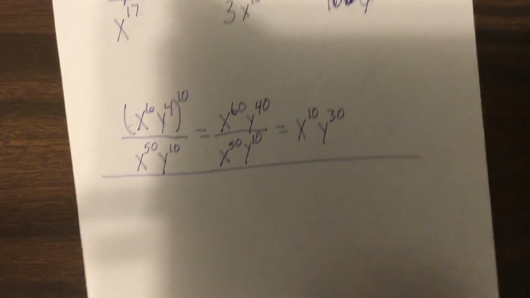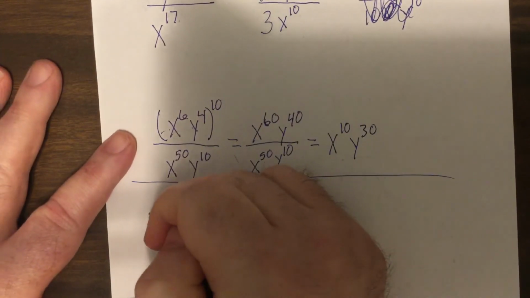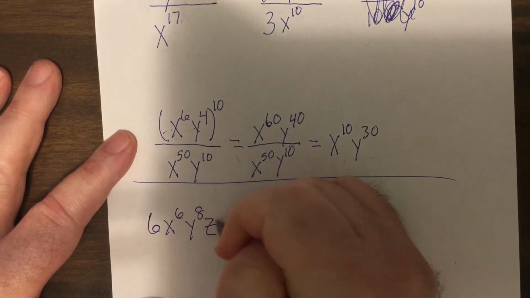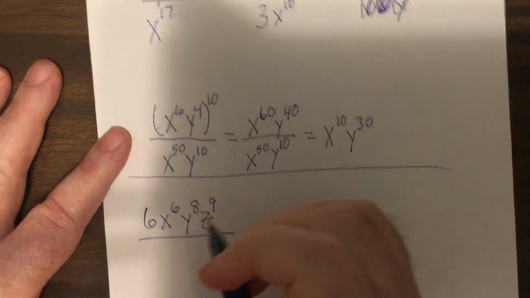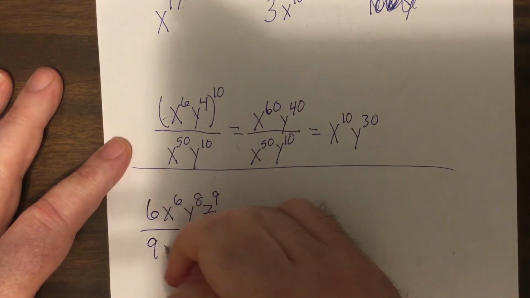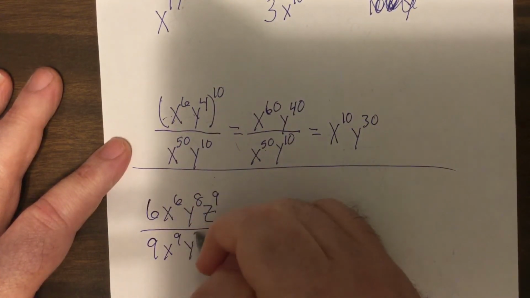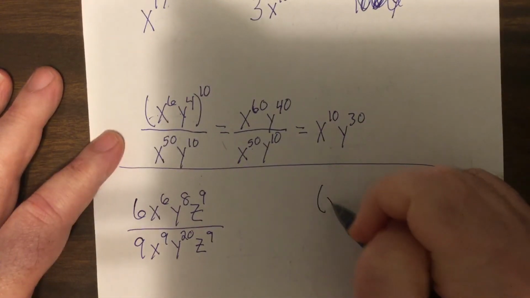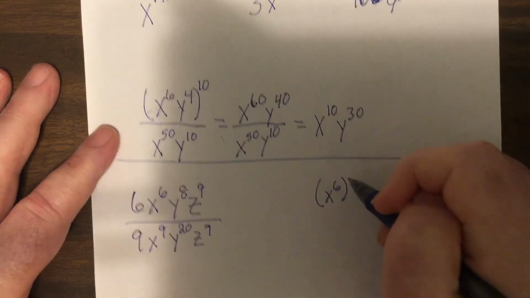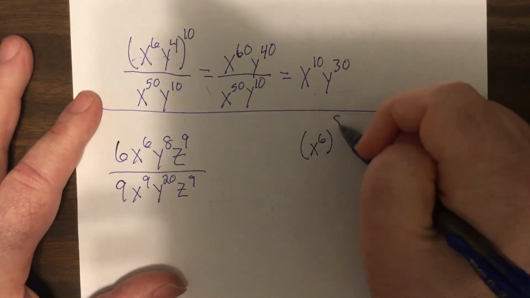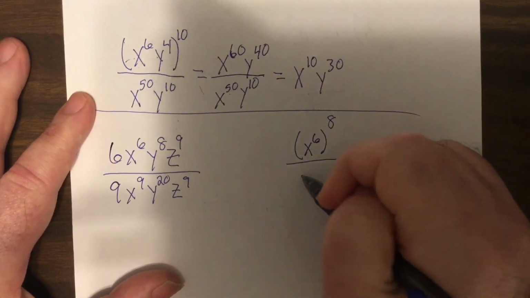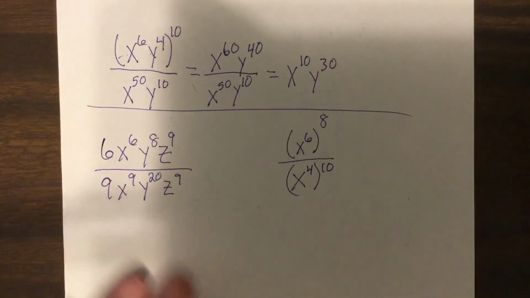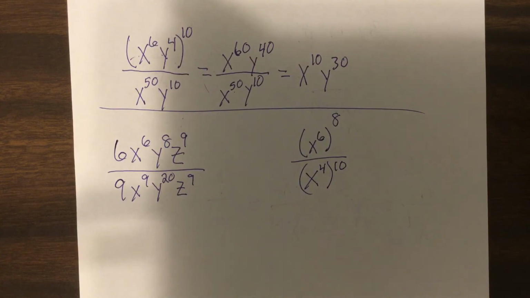So try 2 for me, please. Let's do 6, x to the 6th, y to the 8th, z to the 9th, over 9, x to the 9th, y to the 20th, z to the 9th. And let's do x to the 6th to the 8th, over x to the 4th to the 10th. Do those 2 for me, please, and then turn me back on.